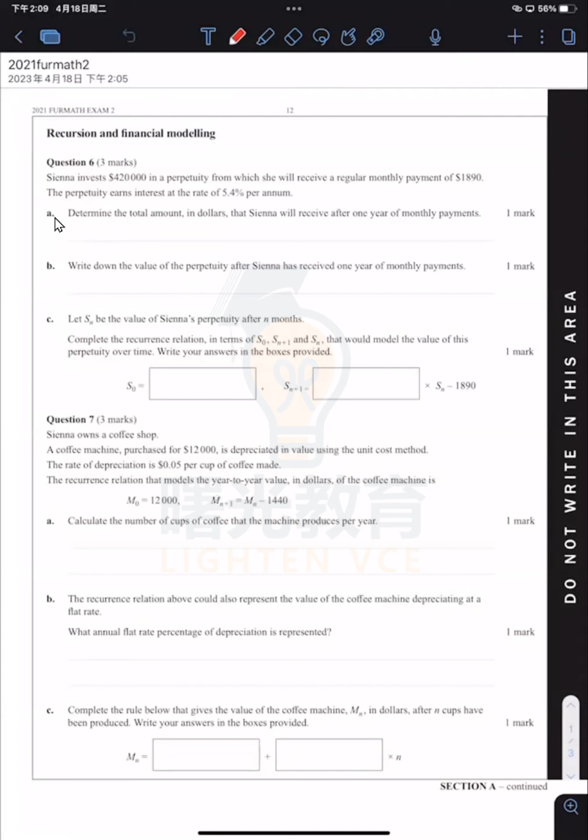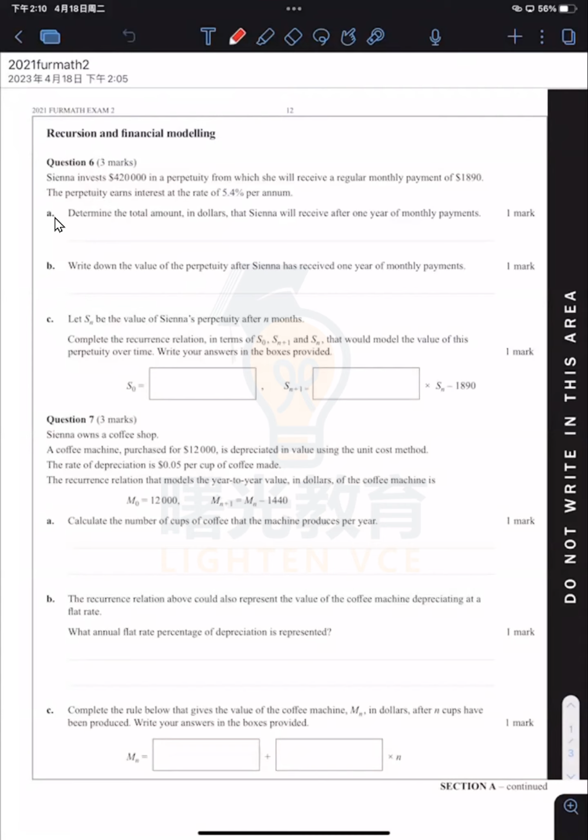First things first, Sienna invests $420,000 in a perpetuity from which she will receive a regular monthly payment of $1,890. The perpetuity earns interest at the rate of 5.4% per annum. Determine the total amount in dollars that Sienna will receive after 1 year of monthly payment.